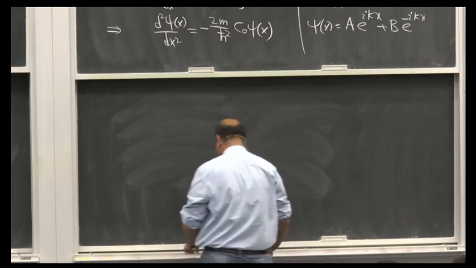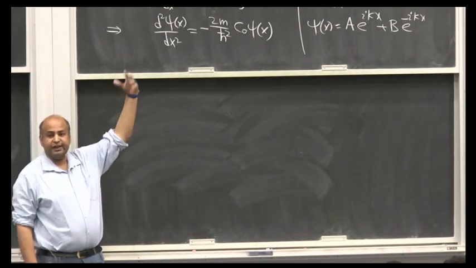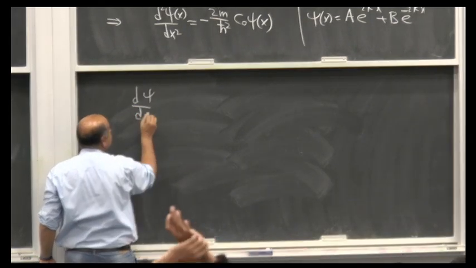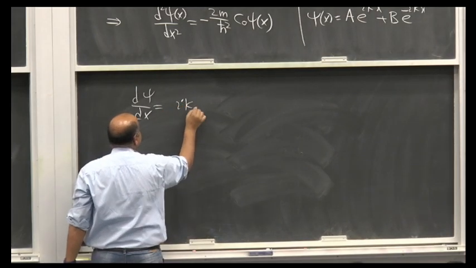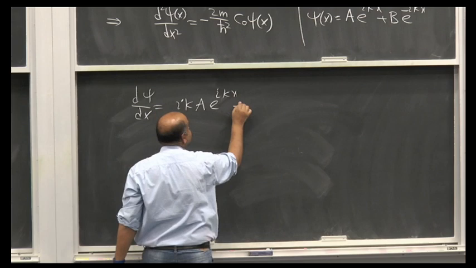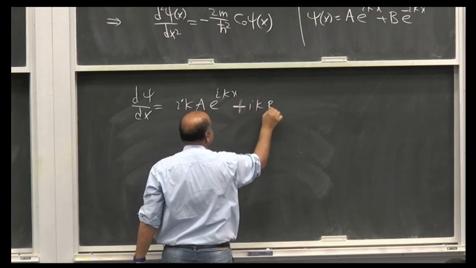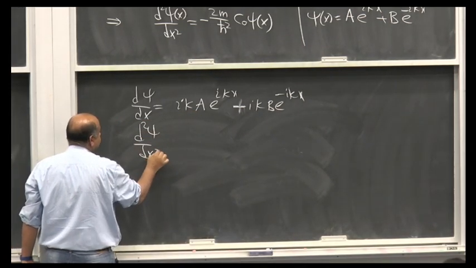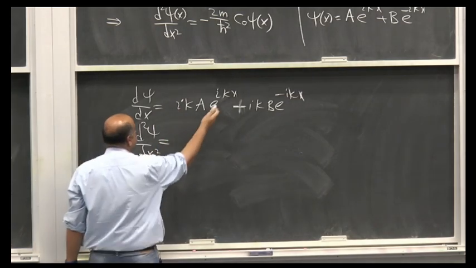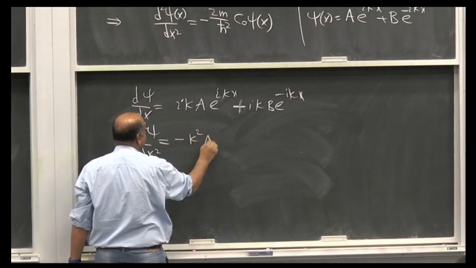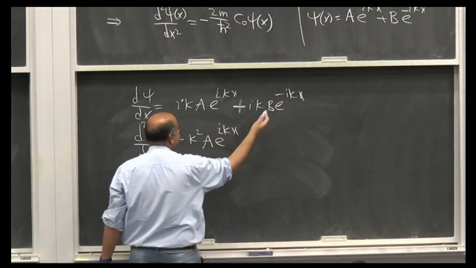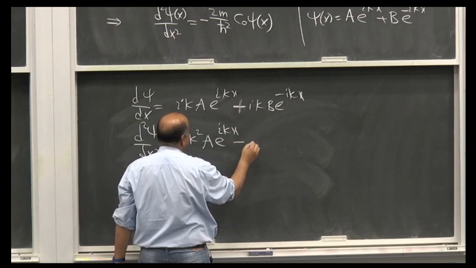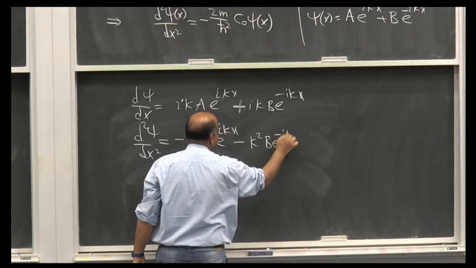So to prove that this indeed is the solution of this equation, I need to find its derivative. So d psi by dx would be iota k a exponential iota kx, minus iota k b exponential minus iota kx. Let's take it. Of this solution, take the derivative again: minus k square a exponential iota kx. Taking it again, minus minus plus, iota square, minus k square b exponential minus iota kx.